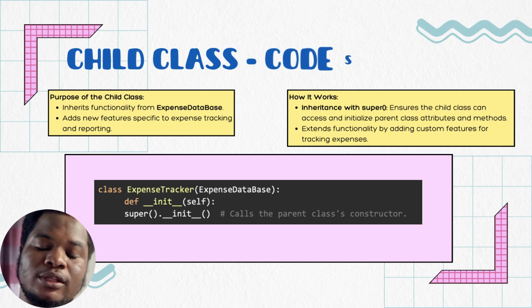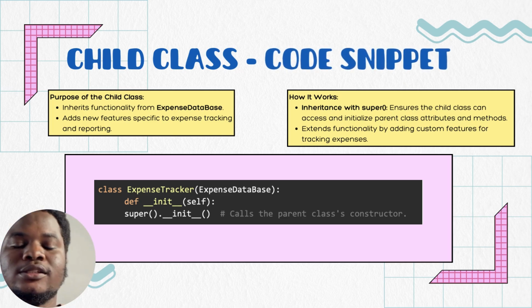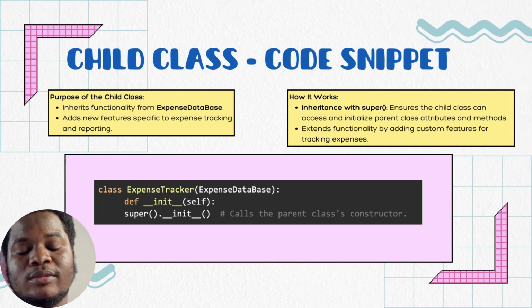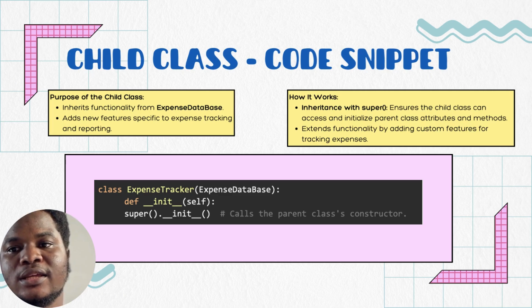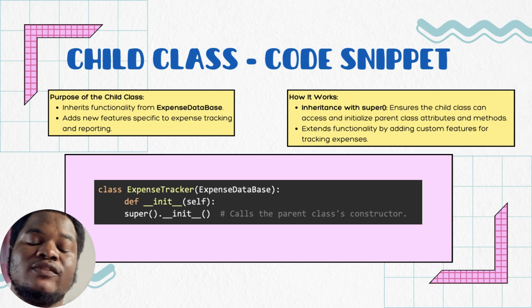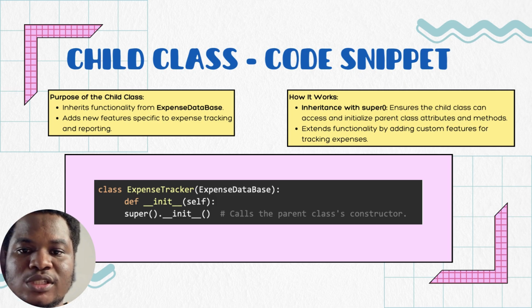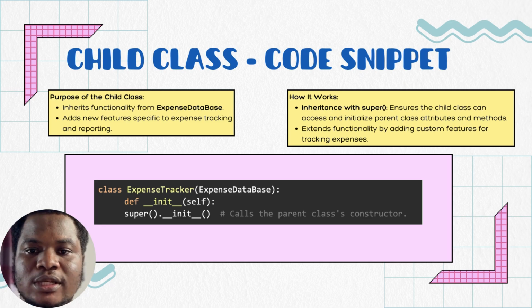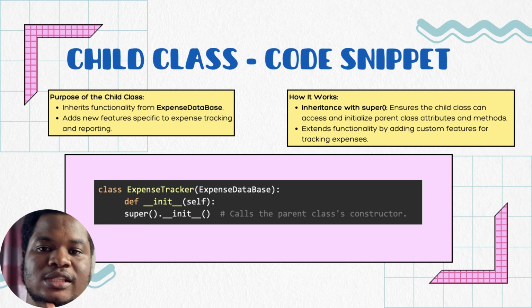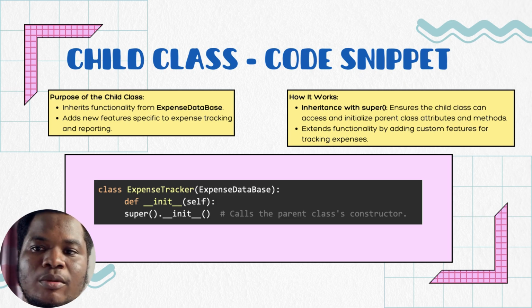Next, I'm going to talk about the child class and its code snippet. The child class is named the expense tracker. The expense tracker inherits from the expense database, as you can see in our code, using super().__init__, which creates the expense list. It's like calling the parent.